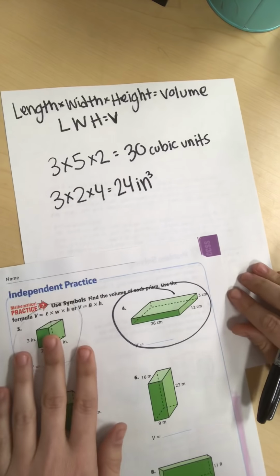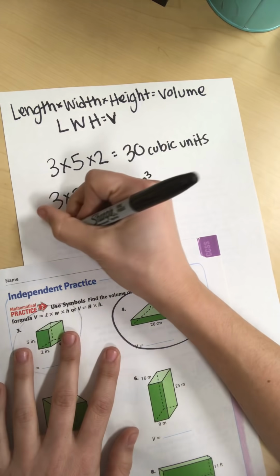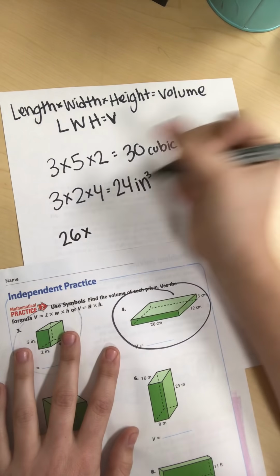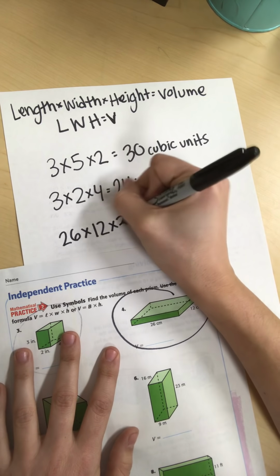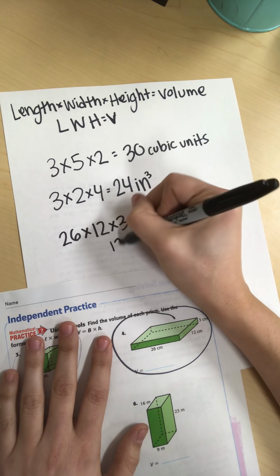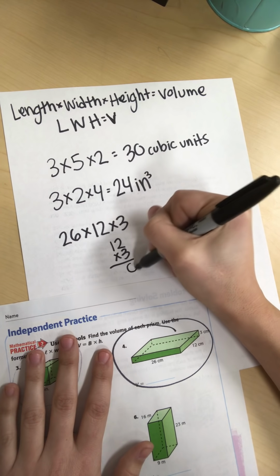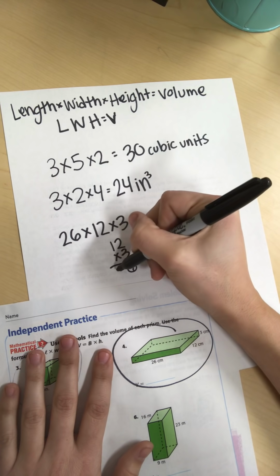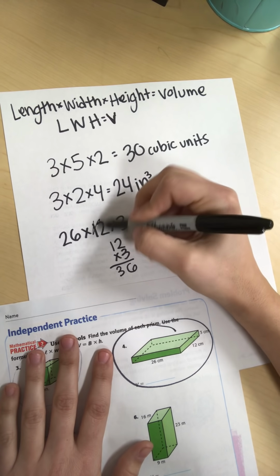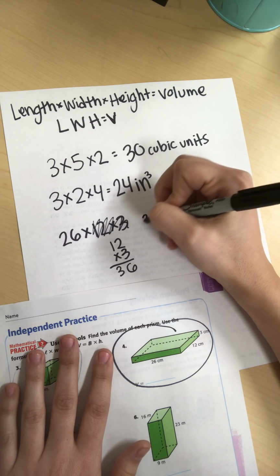Let's go ahead and do number 4 over here. Now we have 26 times 12 times 3. So 26 times 12 times 3. Well, I know that 12 times 3 is 36, because when I multiply it, 3 times 2 is 6, 3 times 1 is 3. Now I've kind of simplified that.